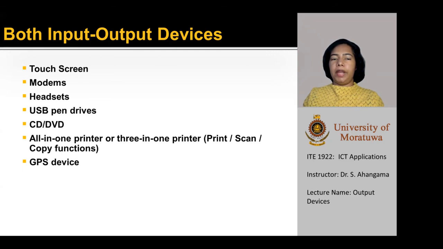We have USB pen drives, CD and DVD to copy output and also to provide input to the computer. Then all-in-one printer or 3-in-1 printer has the functions of printing, scanning, and copying. Finally, we can consider GPS device. GPS navigation devices are able to capture your real-time location, and it shows route plan and detailed direction information to the user.